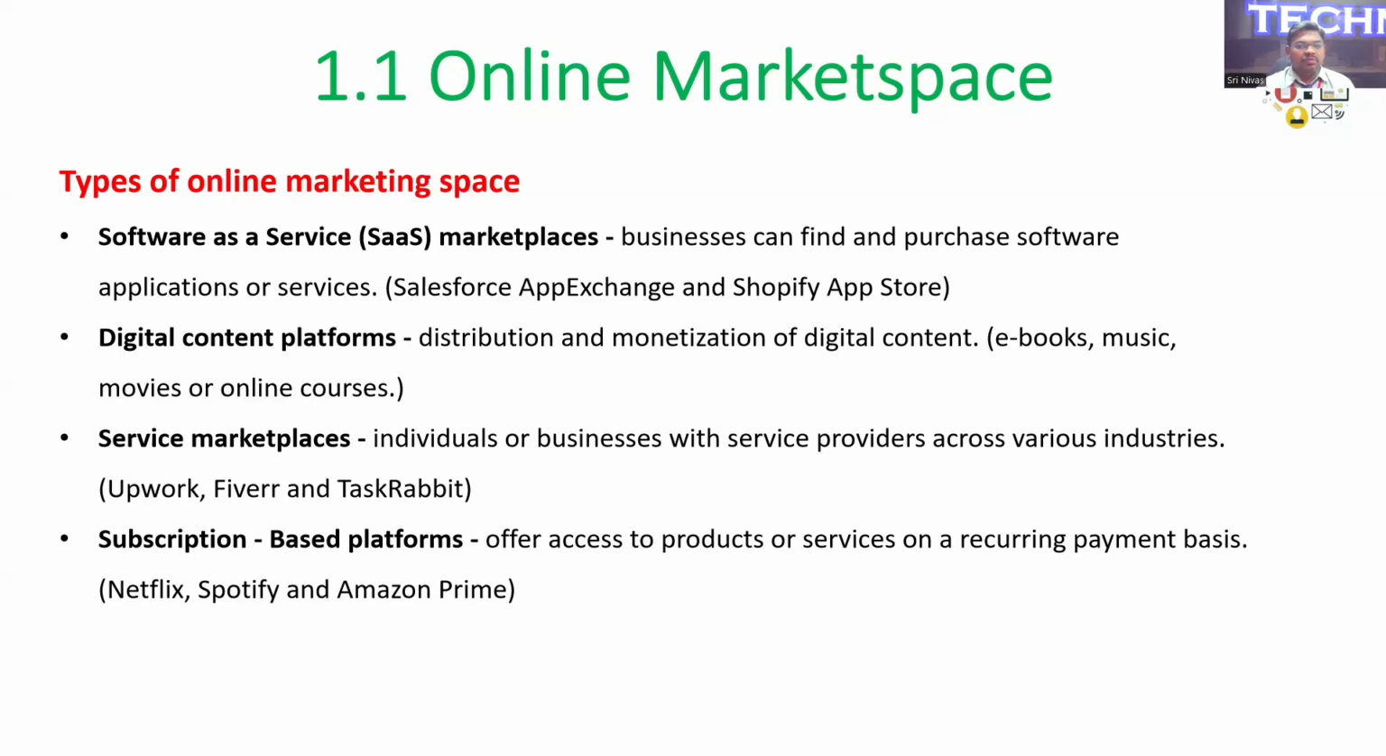And then finally, we are going to see the last type of online market space, subscription-based platforms. They offer access to products or services on a recurring payment basis. For example, Netflix, Spotify, and Amazon Prime. These are the best platforms for subscription. Using a subscription, we can watch movies, web series, and a lot of other things. So these are the types of online market space.